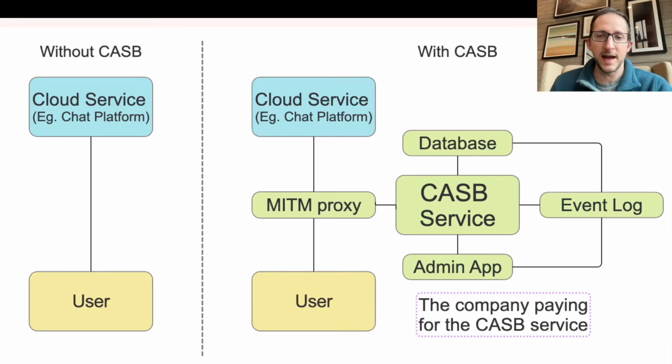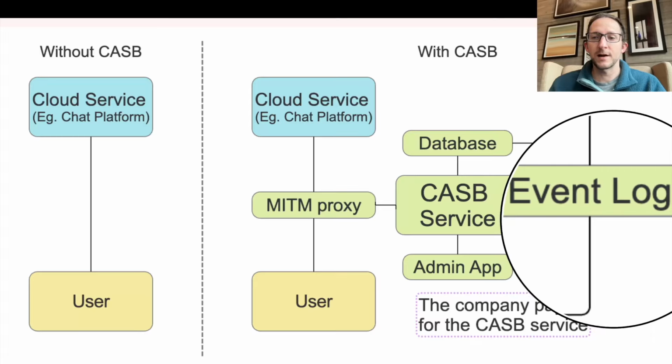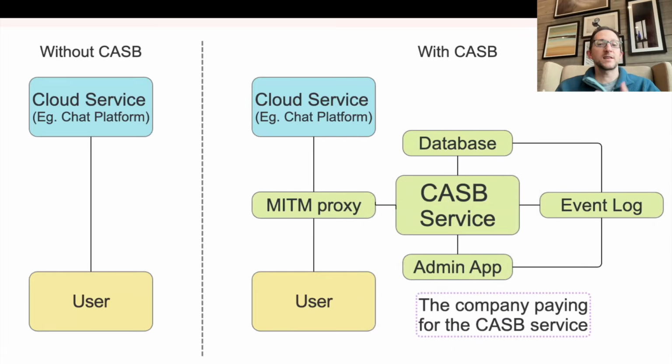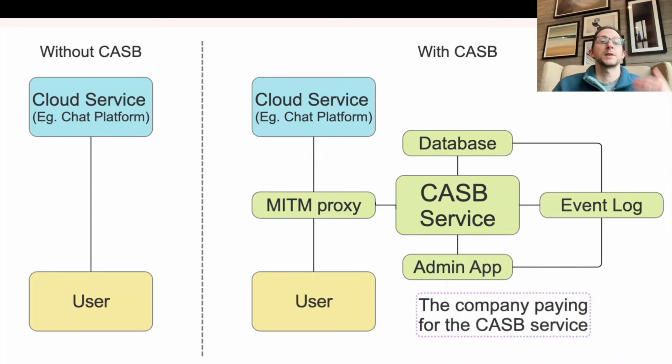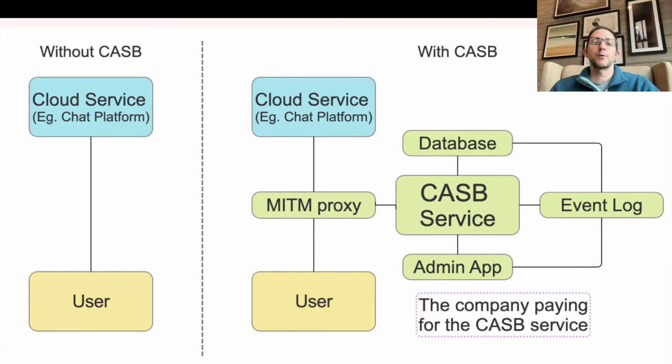And therefore, the CASB service can process that data, put it inside a database, display it in an event log, and there's also usually an admin app where the CASB service can be configured. And this green part here is the CASB service, and it usually belongs to the company paying for it. And the user is generally a member or employee of that particular company.